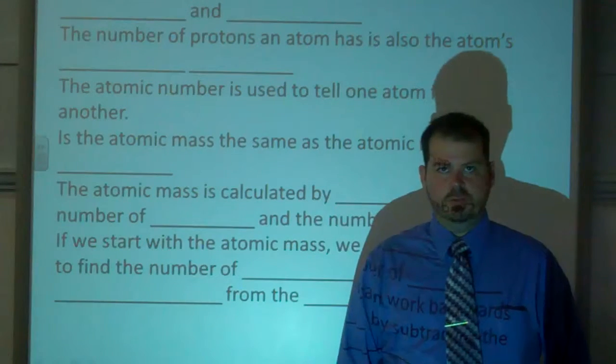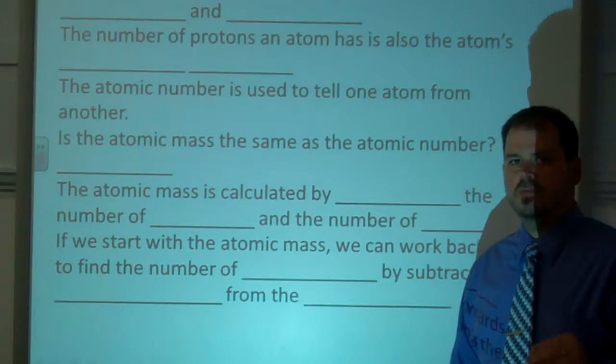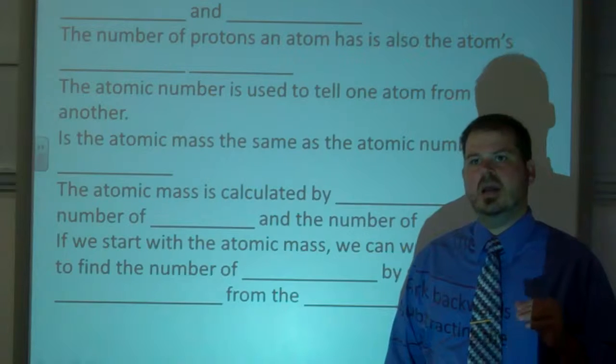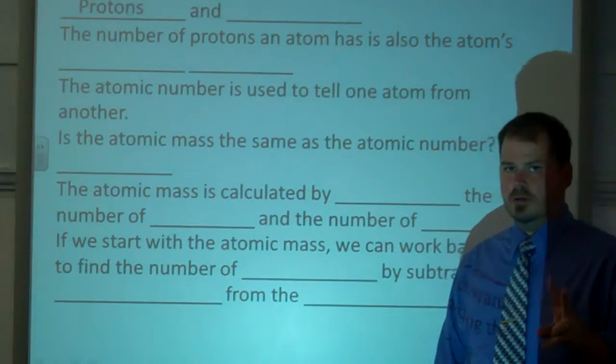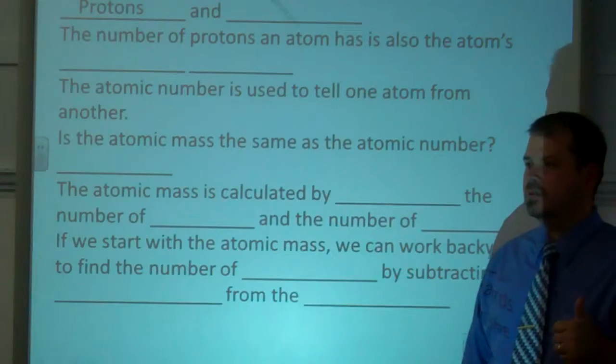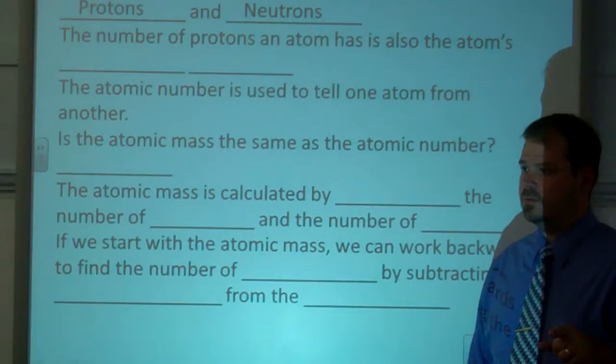To video lecture number 2. Today we're going to delve a little bit farther into subatomic particles and differentiate between atomic mass and atomic number. Ready? Two subatomic particles have mass, protons and neutrons, both in the nucleus, remember from our previous notes.